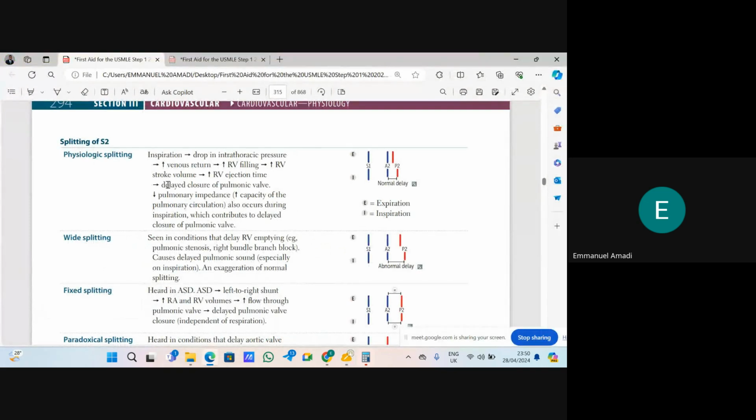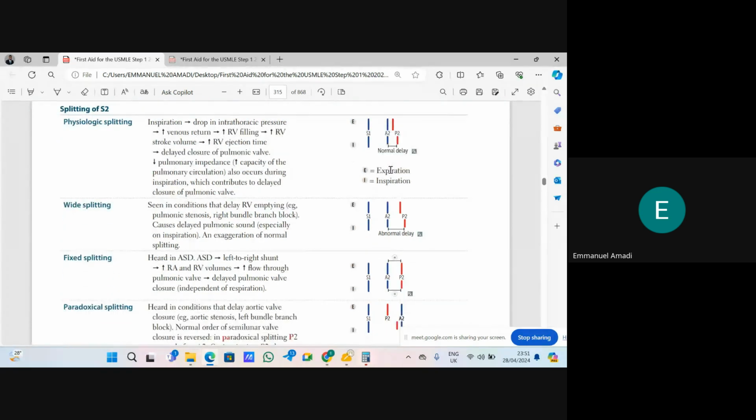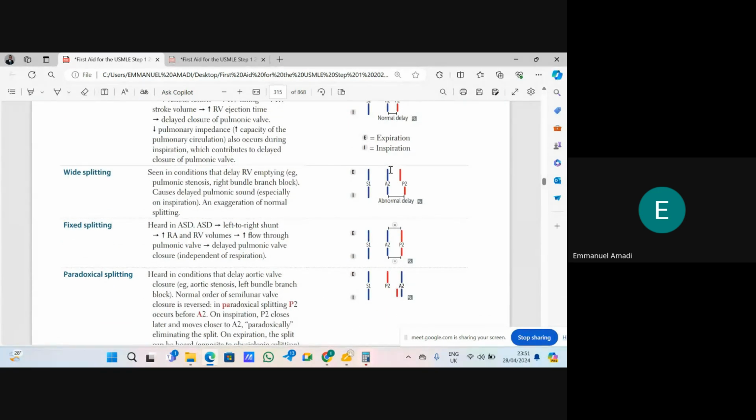That is all we're trying to illustrate here for you. It happens during inspiration. You're not going to see it in expiration. You can see that the P2 is closing a little bit later than the A2. This is normal. You shouldn't be bothered. But now there's what we call wide splitting. Wide splitting of the second heart sound.